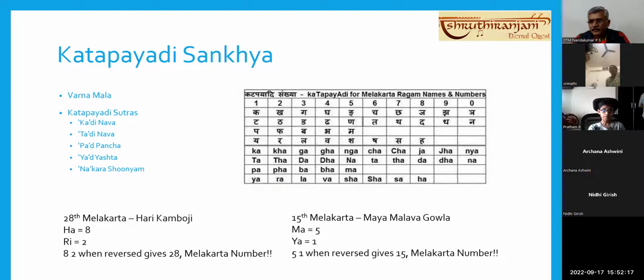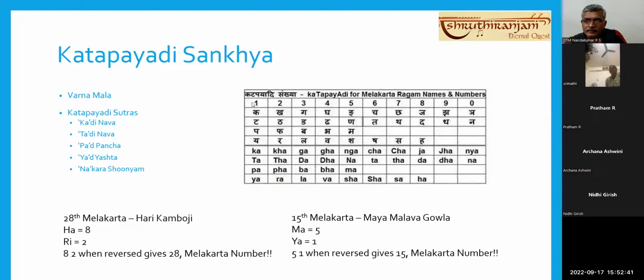And for Pantu Varali, he was not sure what to do. Pa and Ta. What will be Pa and Ta? Pa is 1, Ta is 6. It will give 61. But that is not the number of Pantu Varali. It is 51. So what he did, instead of introducing something, he changed the name itself. Right? Pantu Varali's name he changed to Kama Vardini.